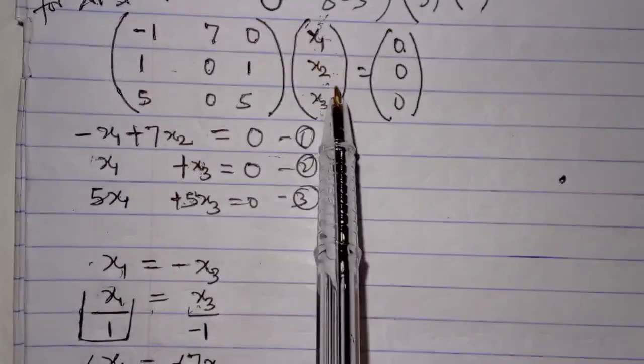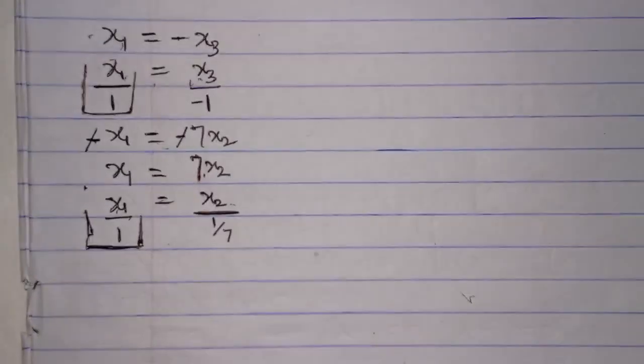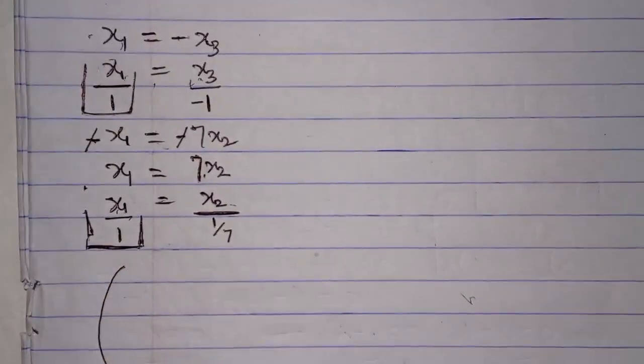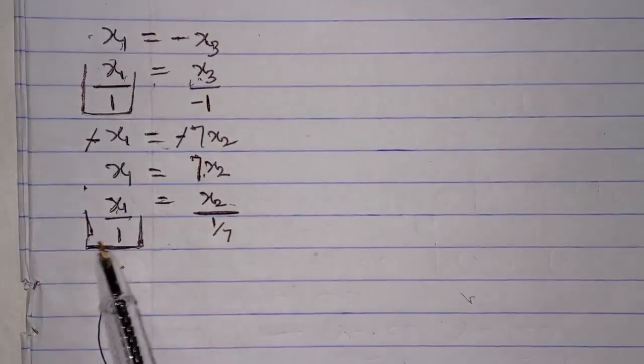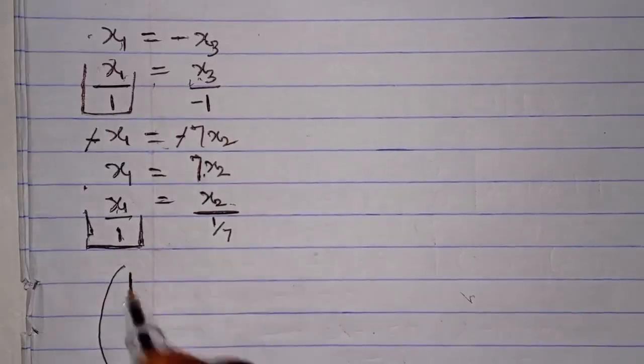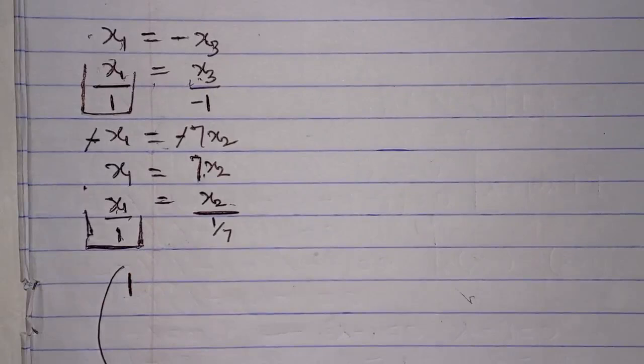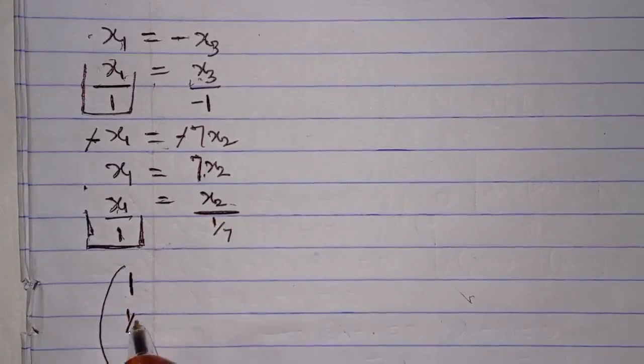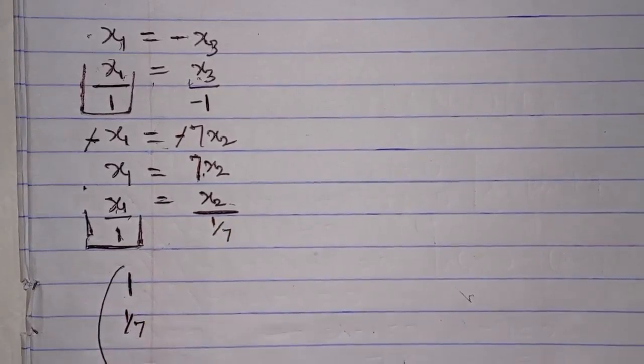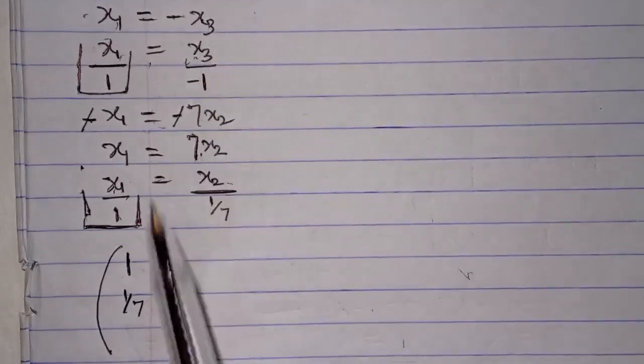You know, the vector is this vector here, x1, x2, x3. So the vector will now be this. What's under x1? Is it not 1? Is 1. It's always 1. So x1 comes first, is 1. What's under x2? 1 over 7. What's under x3? Negative 1.